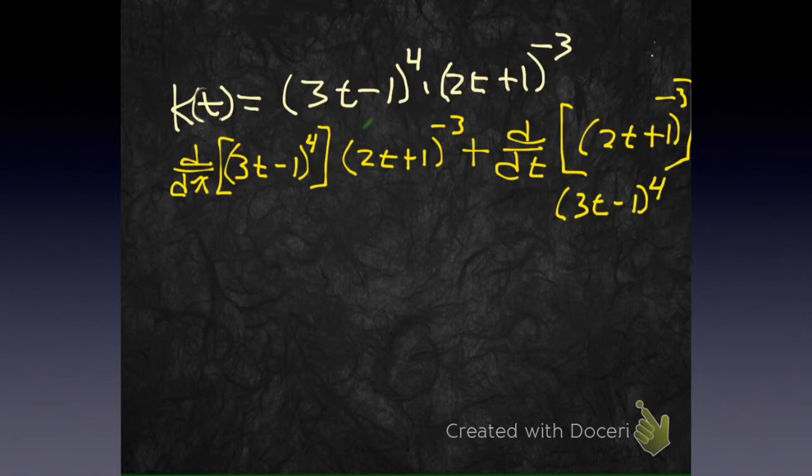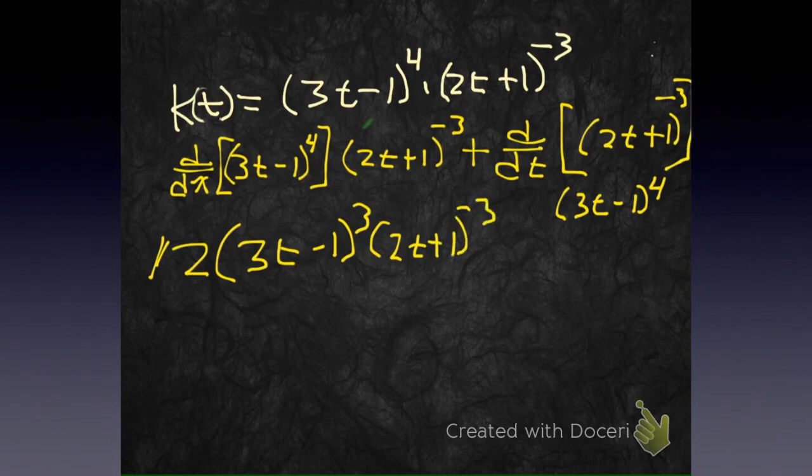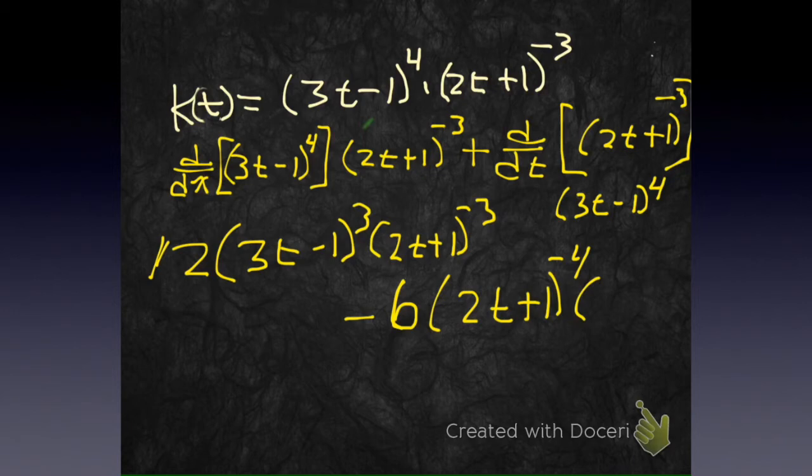I've got to tell you guys about earthquakes after this, but let's finish this. Okay, so the derivative of that first one there was 12 times 3t minus 1 to the third times that guy, 2t plus 1 to the minus 3. Derivative of the first times the second, plus the derivative of that second one there, that's minus 6 times 2t plus 1 to the minus 4 times that 3t minus 1 to the fourth.